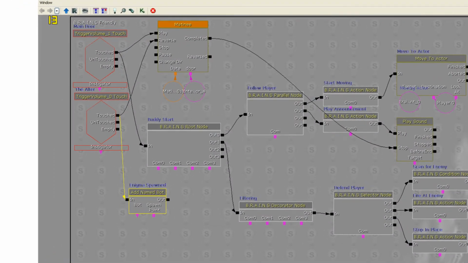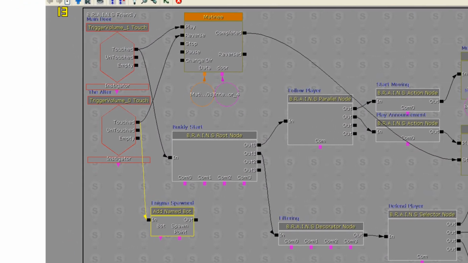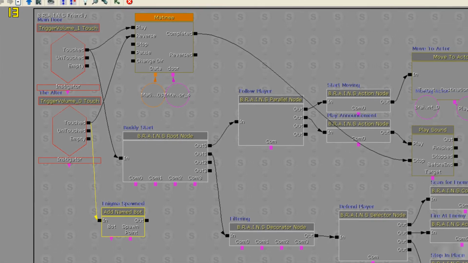Unreal Engine Kismet is ideal for building behavior trees. By default, it's a node-based editor in which we wire up outputs to inputs.